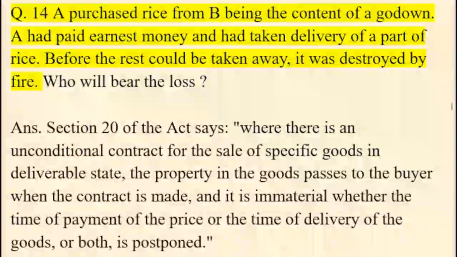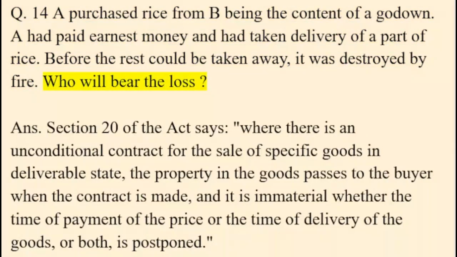Q. 14. A purchased rice from B, being the content of a godown. A had paid earnest money and had taken delivery of a part of the rice. Before the rest could be taken away, it was destroyed by fire. Who will bear the loss?